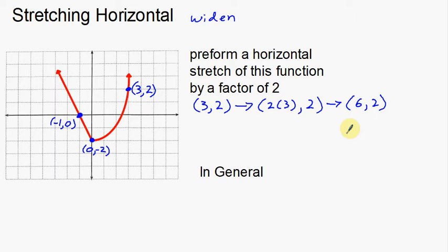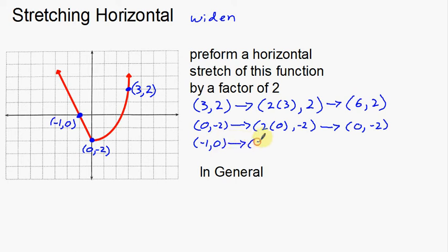Now I'm going to do the same thing for my other two points. My other point here is (0, -2), which if I multiply the x-coordinate by 2, coincidentally nothing happens, because 2 times 0 is still 0, giving (0, -2). So that point didn't change at all. We'll see after I graph this how the function actually changes. Let's get to the last point, which is (-1, 0). I multiply the x-coordinate by 2, and that gives me a new coordinate of (-2, 0).